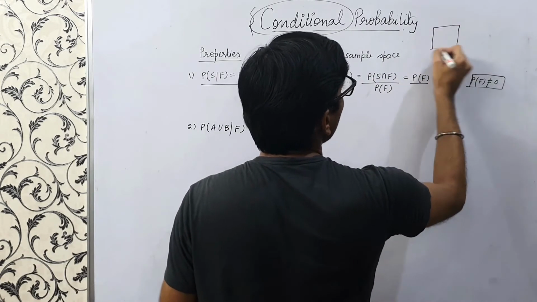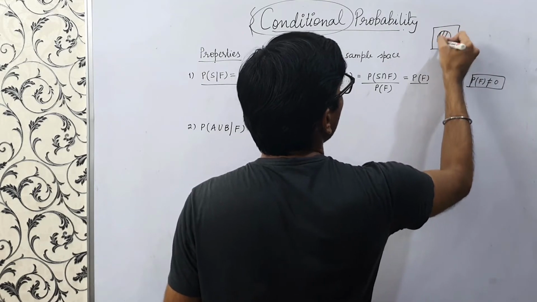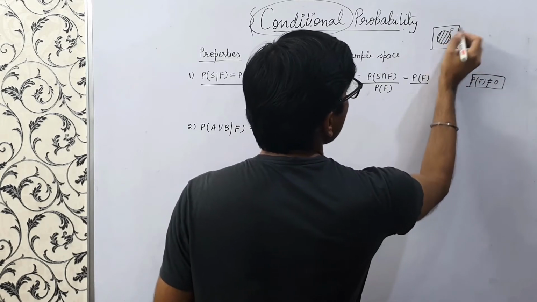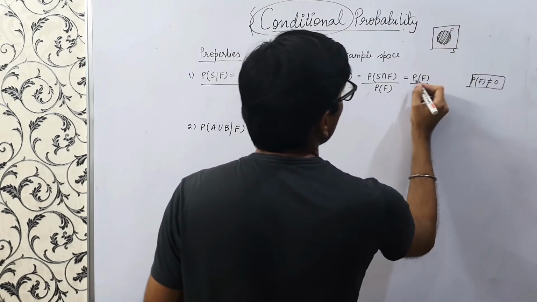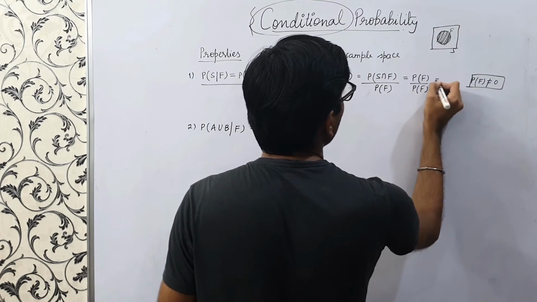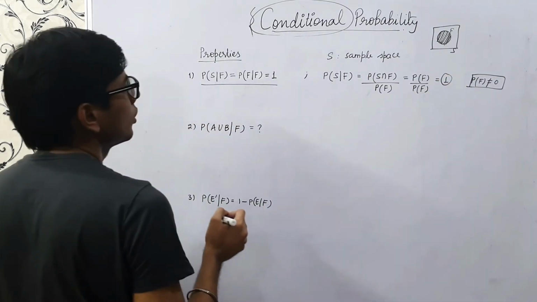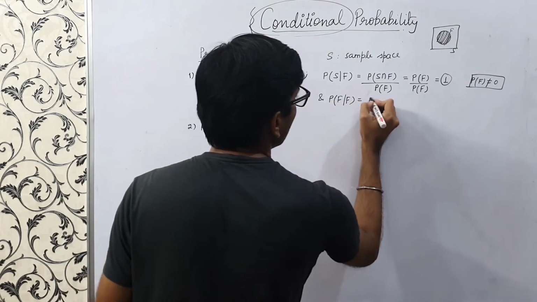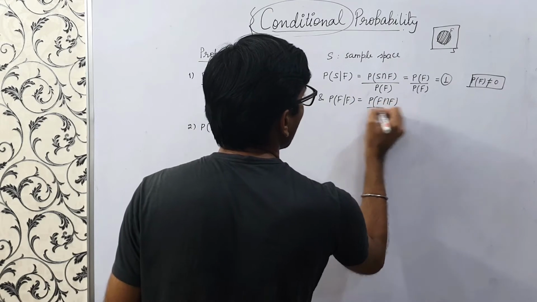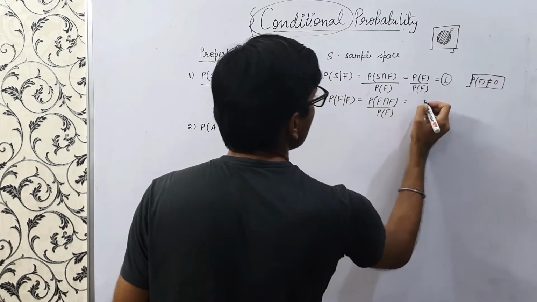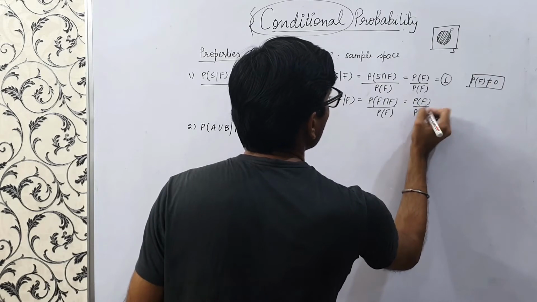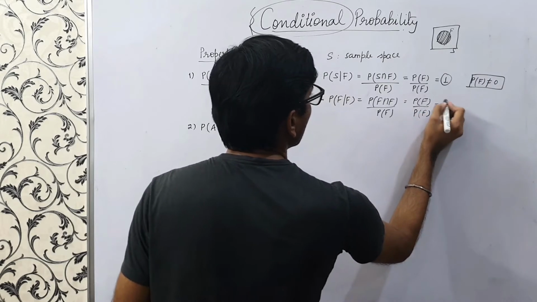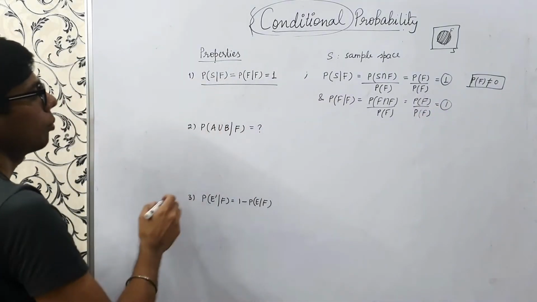So this will turn out to be nothing but probability of F only. Suppose this is our sample space and this is event F. F intersection S would be nothing but event F only. So probability of F upon probability of F is nothing but 1. And probability of F given F is probability of F intersection F upon probability of F. F intersection F is nothing but F only. This is a very simple property.